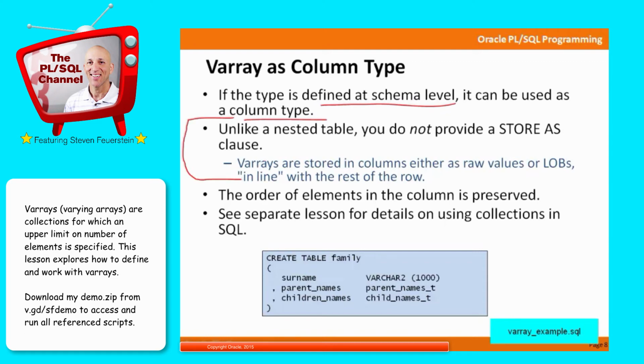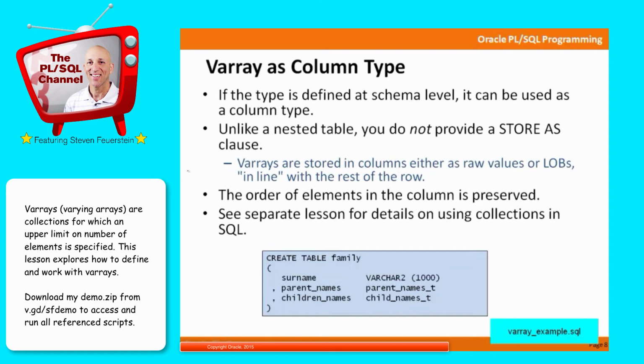The way that Oracle stores and works with V-arrays as columns versus nested tables as columns is quite different. The V-array list, which again is constrained to a small size, is stored in columns either as raw values or lobs, in line with the rest of the row. Depending on the total size of the data used by your V-array, Oracle determines which approach to take. But the main thing is that it's stored in line with the rest of the row. And that means that the performance of manipulating V-arrays as columns is better than manipulating nested tables as columns, because they're stored separately in another table within the database.